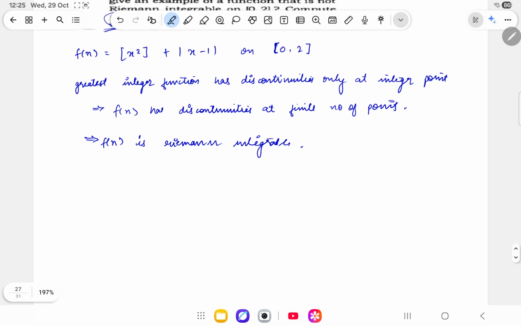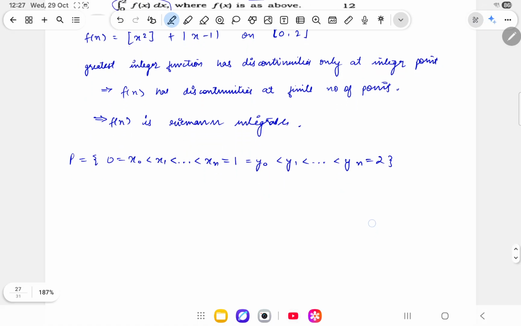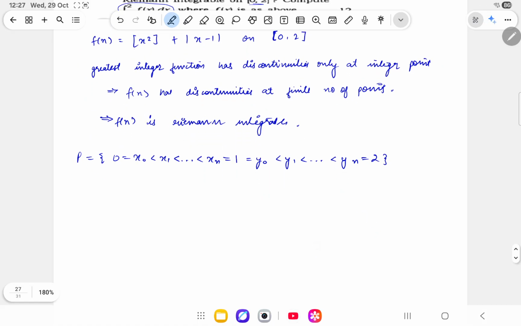Now if we take a partition P as 0 = x0 < x1 up till xn = 1 = y0 < y1 and so on up till yn = 2, let's assume this as our partition. Now I define my function: f(x) is the greatest integer of x square plus modulus of x minus 1.